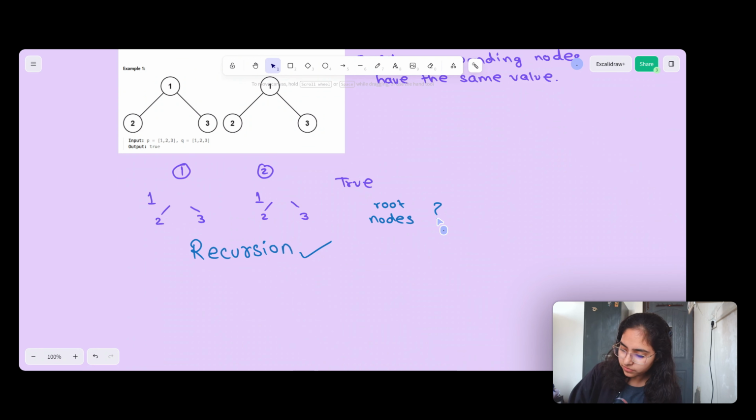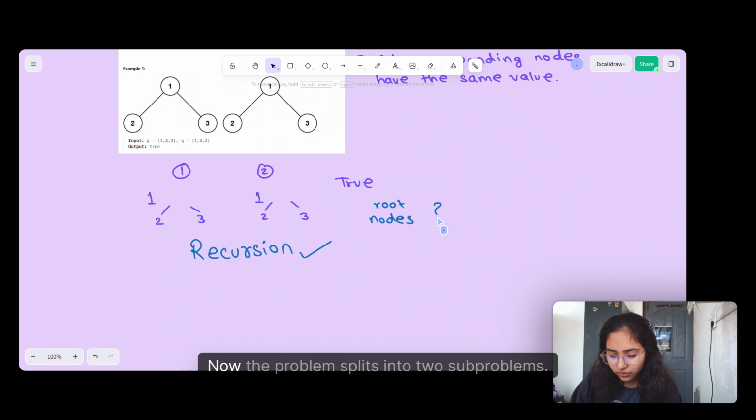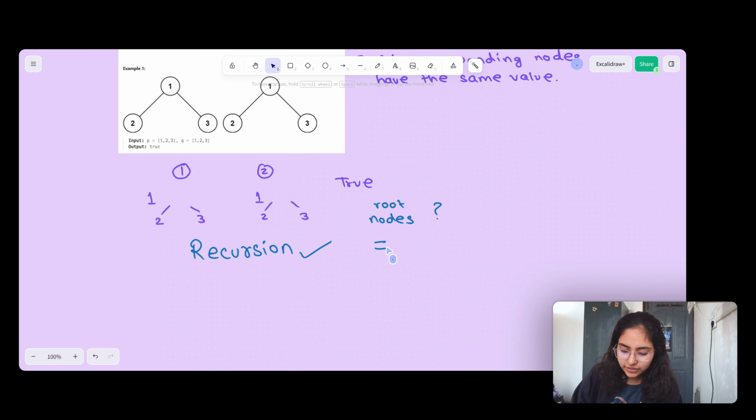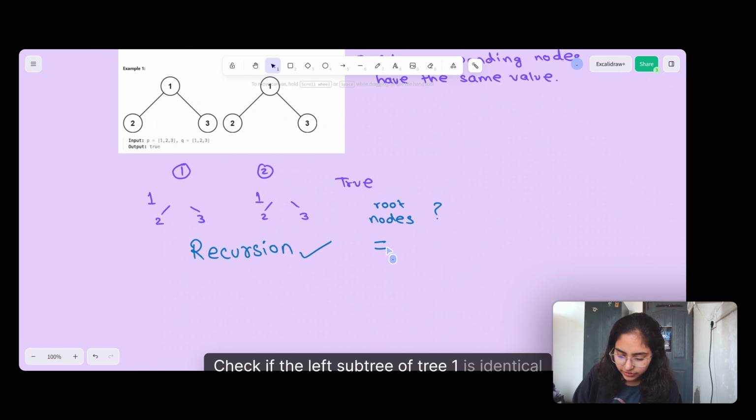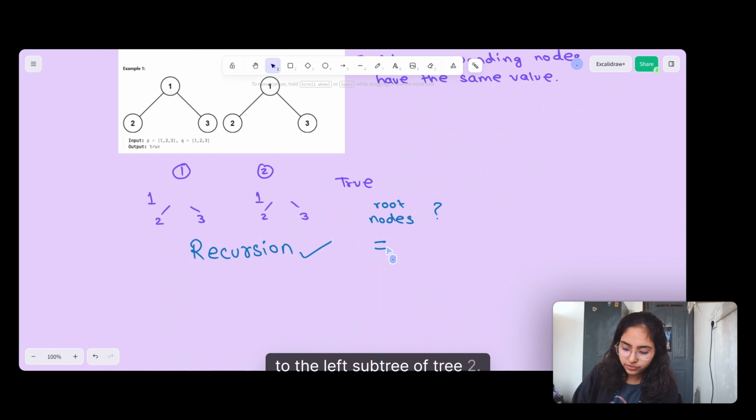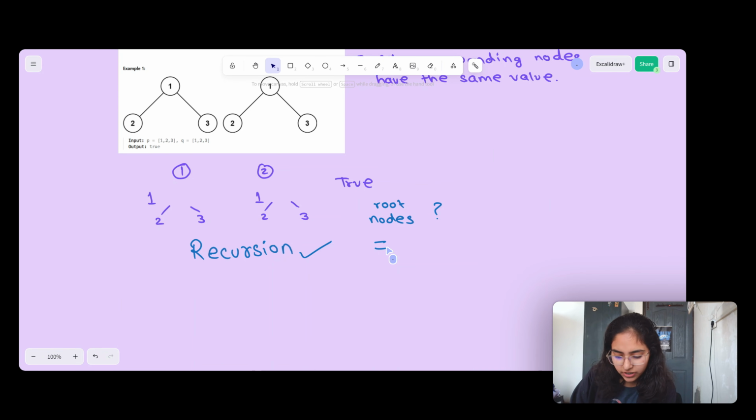But if the root nodes are equal, then what happens? We don't need to compare the root anymore. Now the problem splits into two subproblems. Check if the left subtree of tree 1 is identical to the left subtree of tree 2, and check if the right subtree of tree 1 is identical to the right subtree of tree 2. And you can see, this is the same problem, just one smaller. This is the essence of recursion. Break the problem into smaller versions of itself, so you can compare roots, then compare left subtrees, then compare right subtrees. If all corresponding nodes match, you return true.